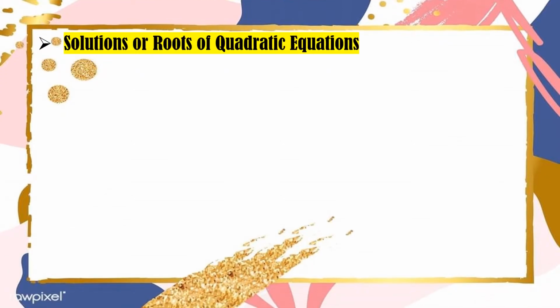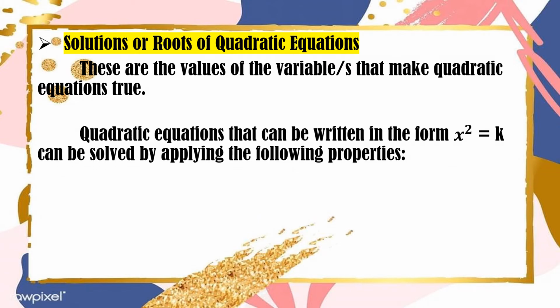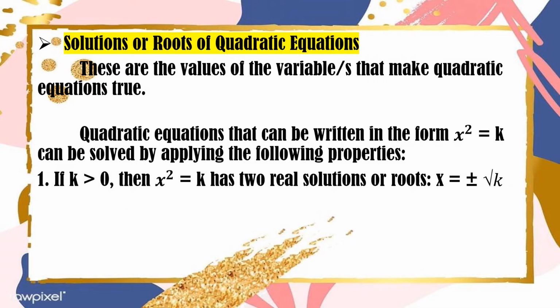Solutions or roots of quadratic equations are the values of the variable that make the quadratic equations true. Quadratic equations that can be written in the form x squared equals k can be solved by applying the following properties. First, if k is greater than 0, then x squared equals k has two real solutions or roots: x equals the positive or negative square root of k.